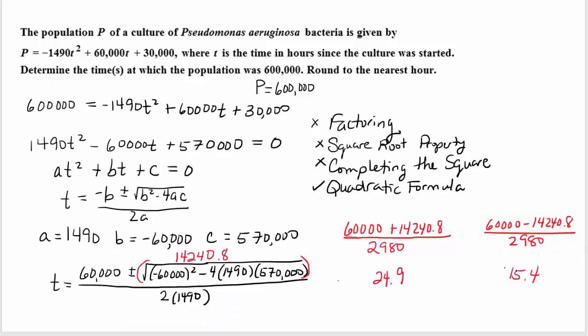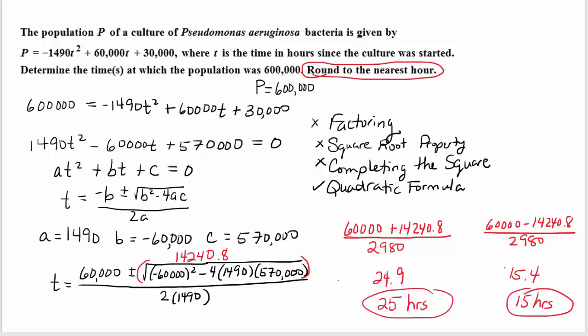Now, I also want to point out that the reason I rounded this off to a decimal place is because the instructions told me we were going to be rounding. So that's going to depend on the problem that you're working. In this case, we get 25 hours if we round to the nearest whole hour, and this one's going to round to 15 hours. So there are actually two times at which we have a population of 600,000.